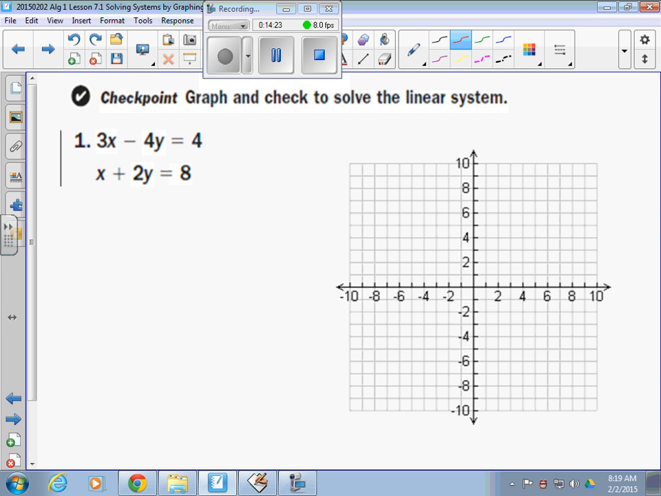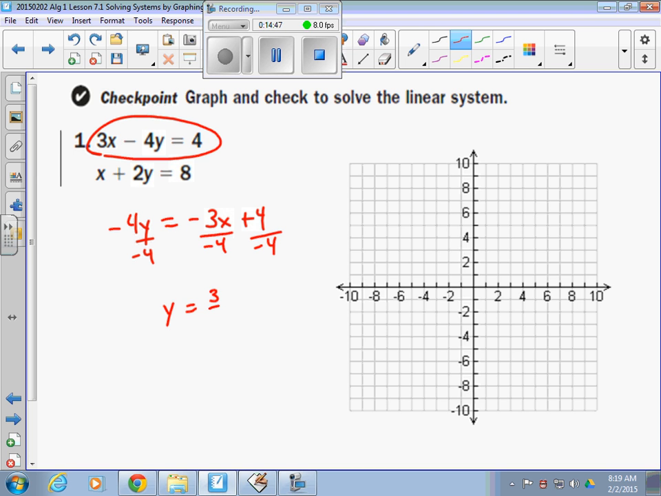Move this first equation into a form that we can graph. So if you move 3x over, you're going to have -4y on the left by itself. You're going to have -3x and +4 on the right. So -4y equals -3x plus 4. Divide by -4 to get y by itself. So you're going to have y equals a negative divided by negative is going to be +3/4 x, and a positive divided by negative is a -1.